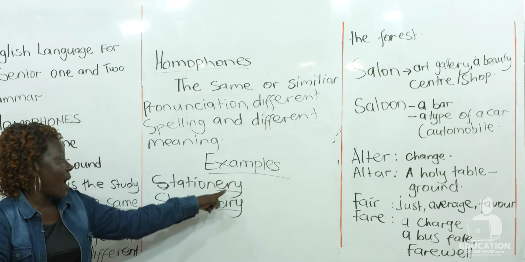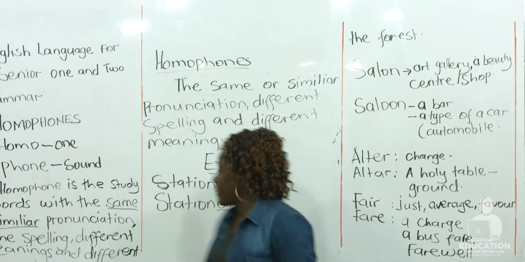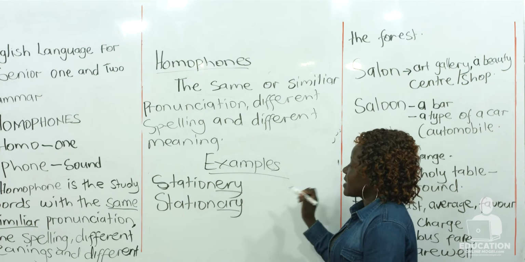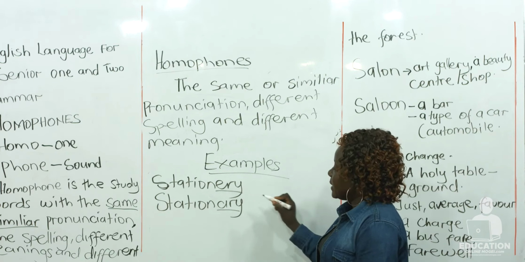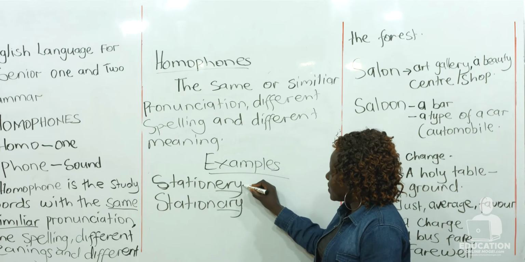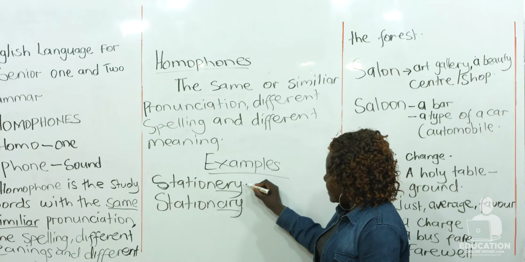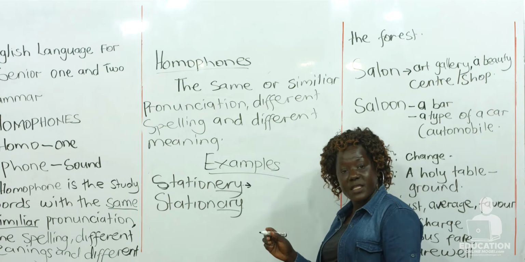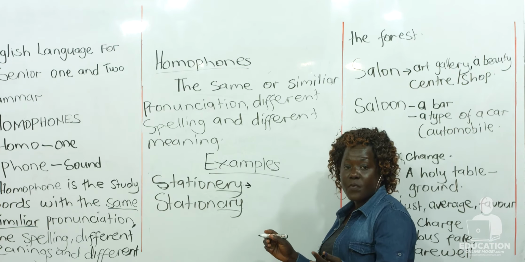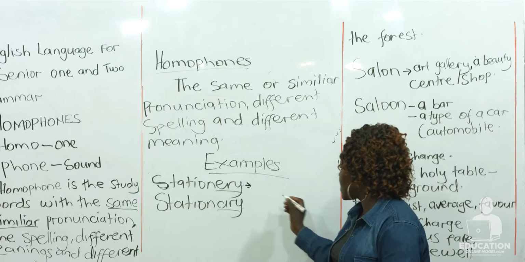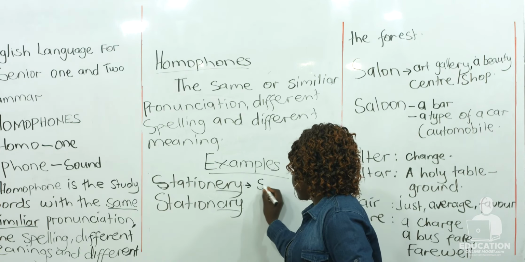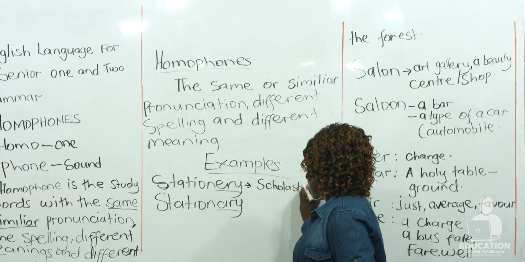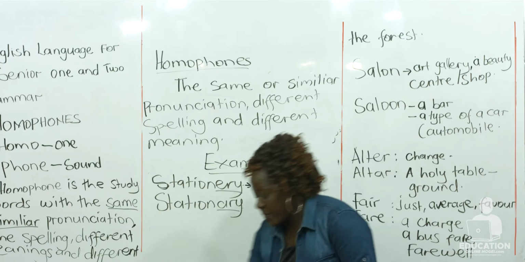Stationery spelled with E-R-Y is different from stationary spelled with A-R-Y. But in most cases, you find people misuse them. They use this instead of this, then they use this instead of this. The first one means a shop or a store where scholastic materials can be found. For instance, where they sell books is for scholastic material.